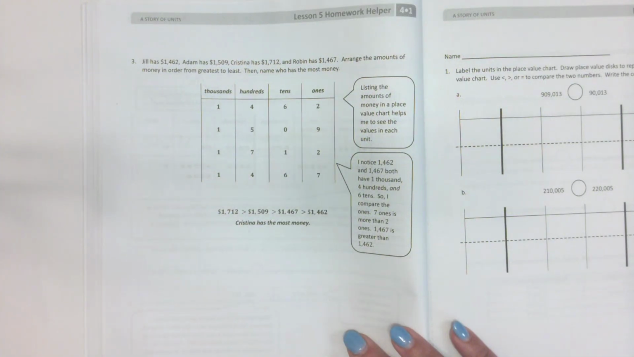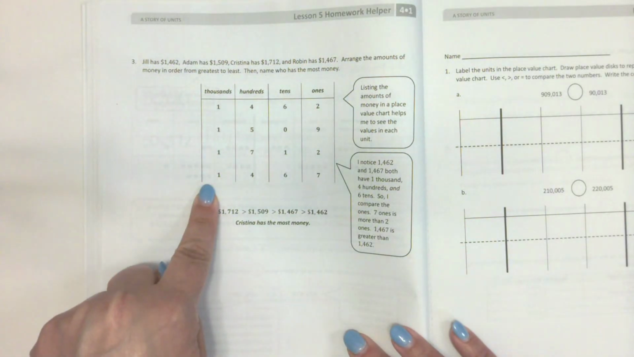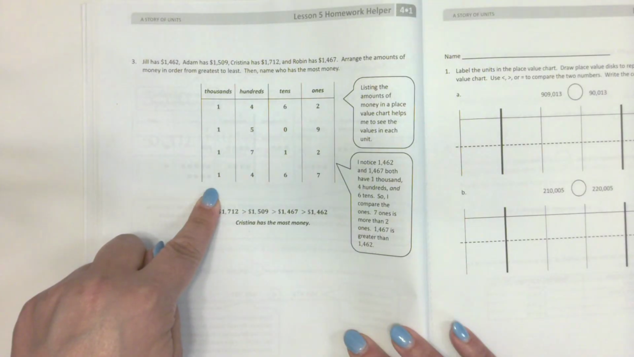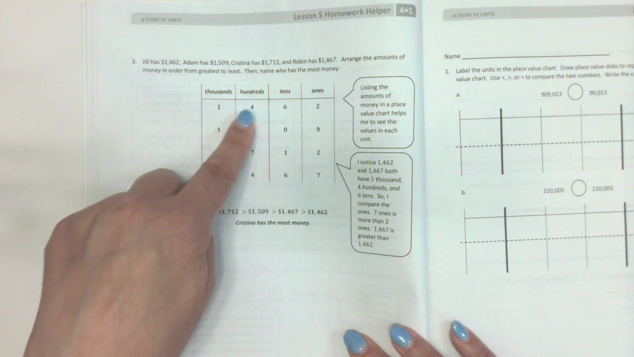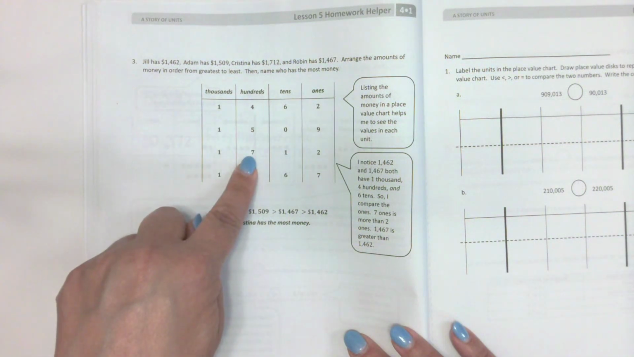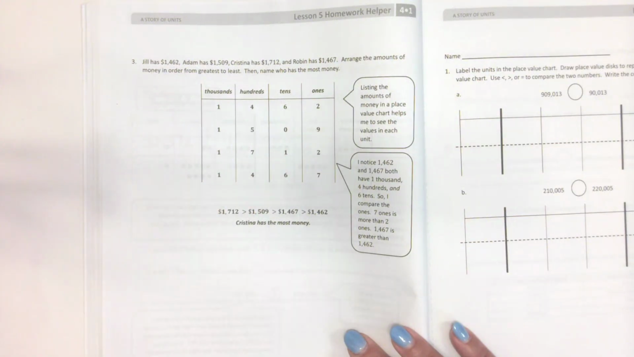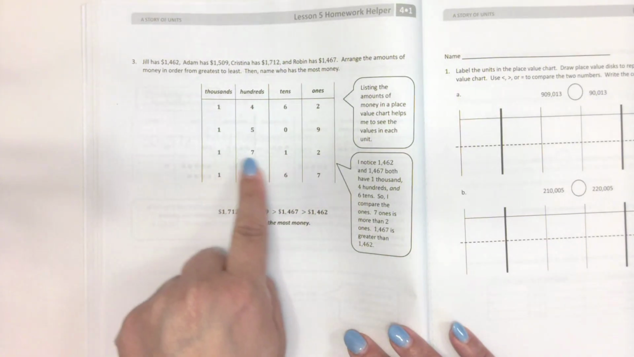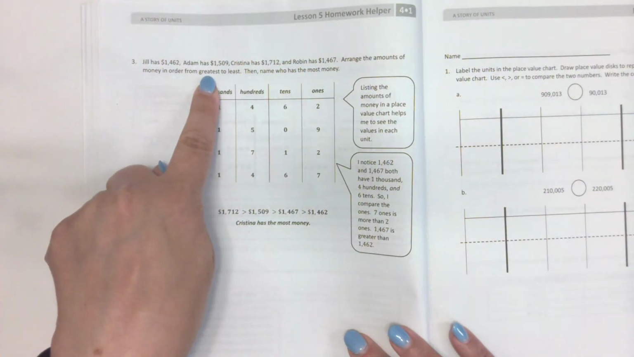So we start comparing at the greatest place value units. The thousands is the greatest value. They all have 1 in the thousands. That means we need to check the hundreds next. We have 4 in the hundreds, 5 in the hundreds, 7 in the hundreds, and 4 in the hundreds. So which one is the greatest? 7 in the hundreds. That means this amount, 1,712, would go first if we're listing them from greatest to least.